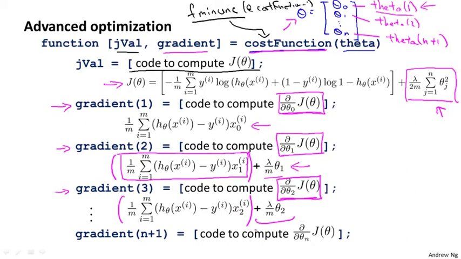So if you implement this cost function and pass this into fminunc, or to one of those advanced optimization techniques, that will minimize the new regularized cost function J of theta, and the parameters you get out will be the ones that correspond to logistic regression with regularization. So now you know how to implement regularized logistic regression.